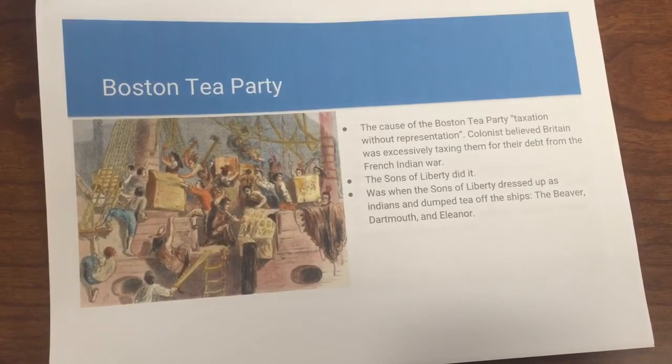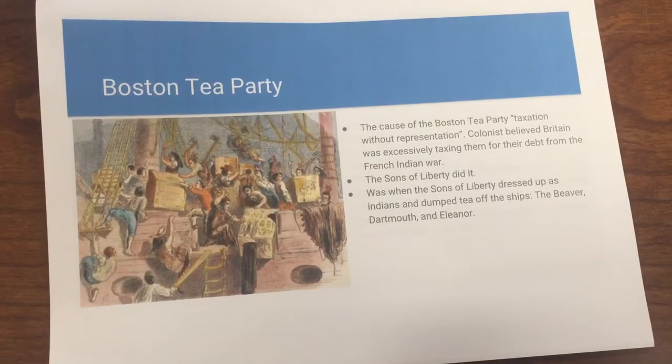The Boston Tea Party was caused because of taxation without representation. The colonists believed that Great Britain was taxing them excessively and unfairly to make up for the debt from the French and Indian War. In this event, the Sons of Liberty dressed up as Indians to signify that they identified more American than British.